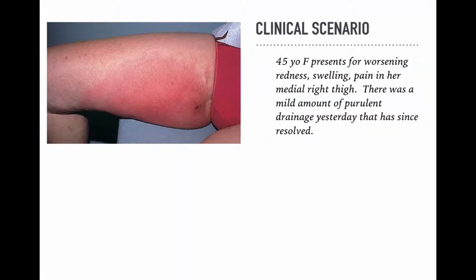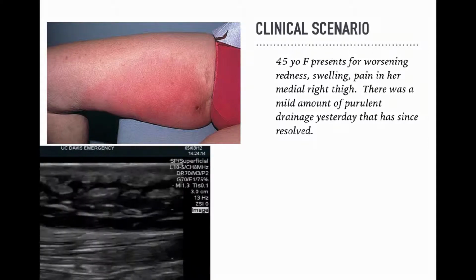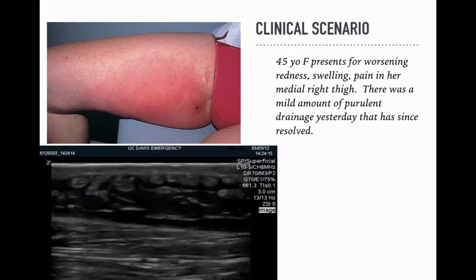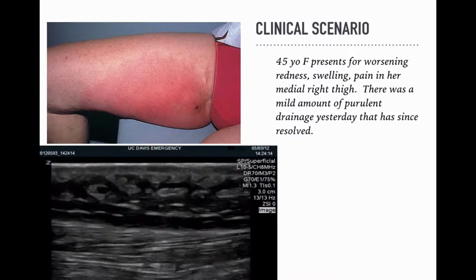Let's take our first case. We have a 45-year-old female. She presents for worsening redness, swelling, and pain in her medial right thigh. There was a mild amount of purulent drainage yesterday that has now resolved. You can see her leg there. So you decide to do a bedside ultrasound, and this is what you see.